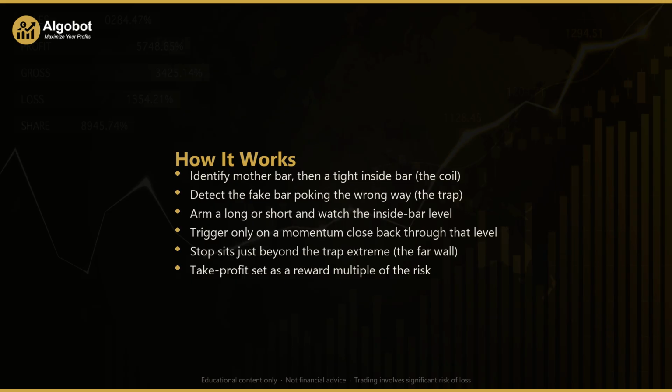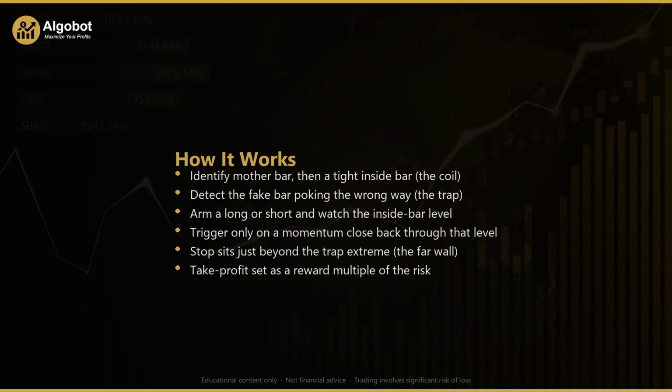The strategy responds by arming a long and waiting for price to reclaim the inside bar's high. In a bearish setup, it's the mirror image. The fake bar prints a higher high and a higher low, trapping the buyers, and the strategy arms a short, waiting for price to lose the inside bar's low. But arming is not entering.